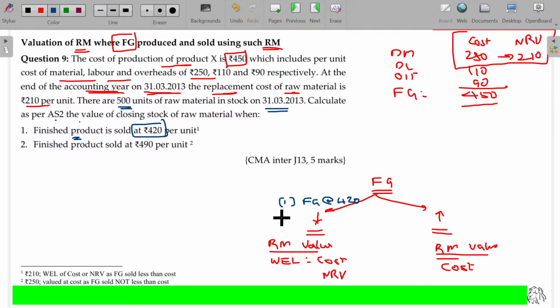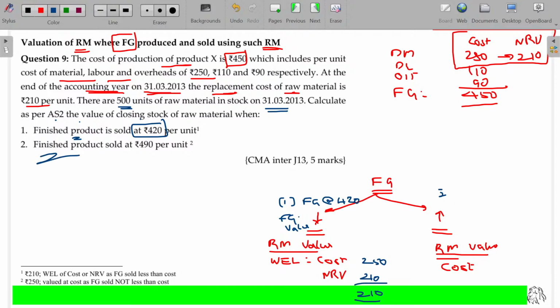Means finished goods value decreases. In this case, cost of the raw material being 250, NRV being 210, whichever is lower, 210 will be taken.